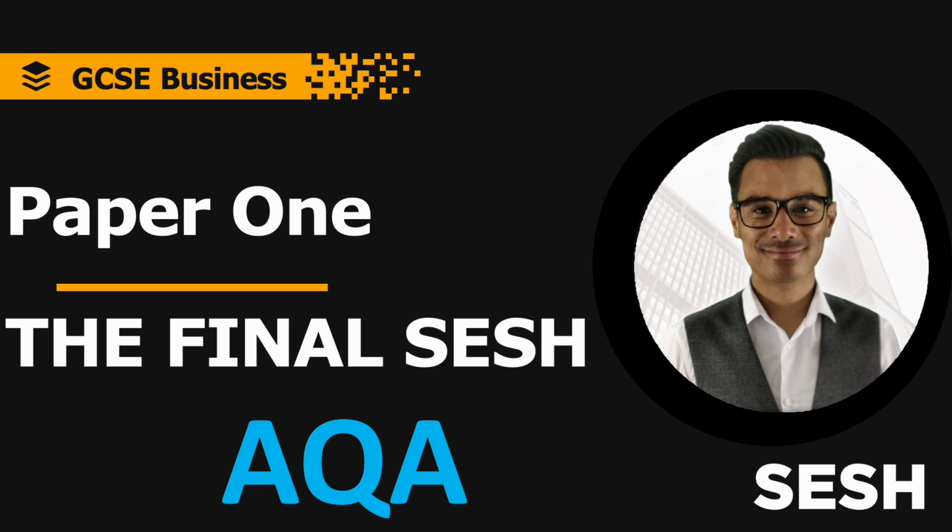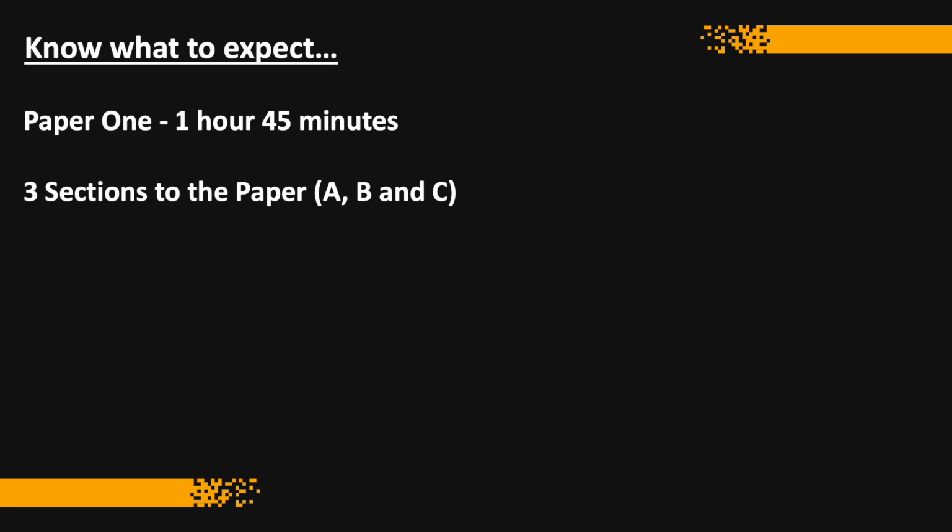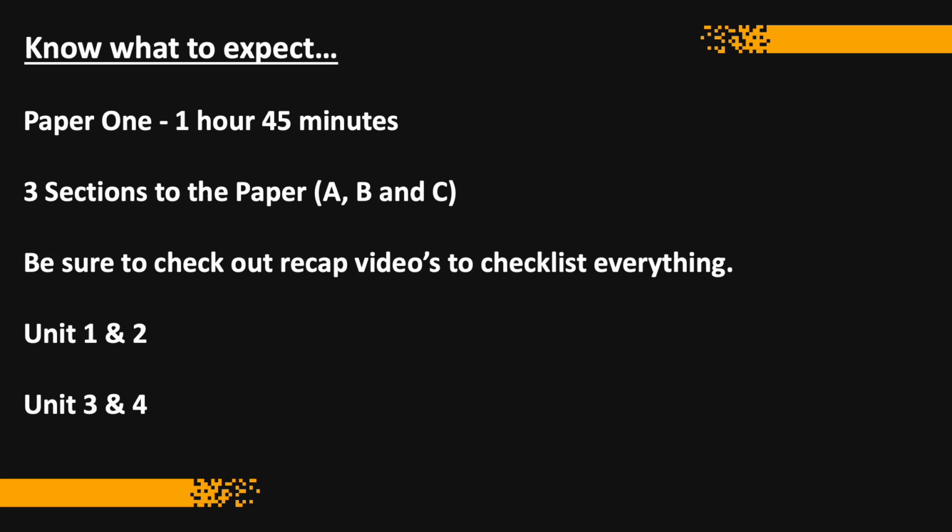This is the final session for AQA Paper 1. First things, know what to expect. So Paper 1: 1 hour, 45 minutes. 3 sections, A, B and C. And be sure to check out the recap videos to checklist everything.